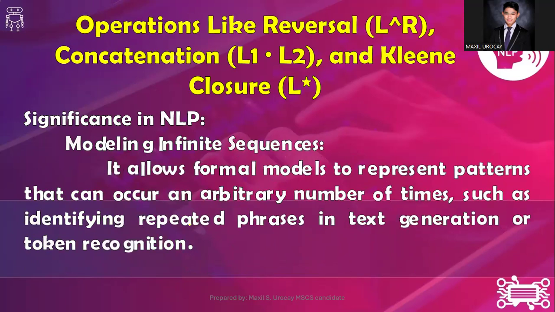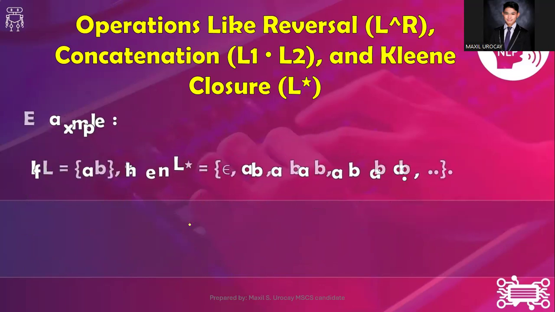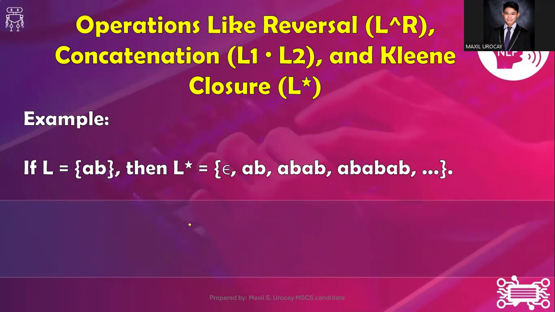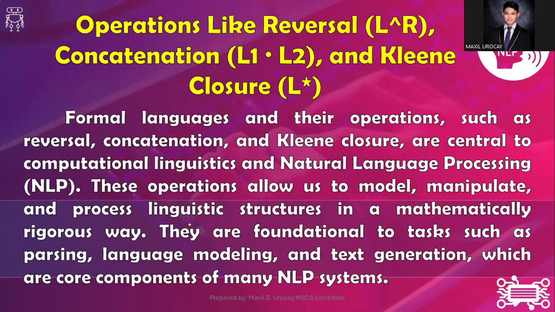Afterwards, modeling infinite sequences. It allows formal models to represent patterns that can occur an arbitrary number of times, such as identifying repeated phrases in text generation or token recognition. So this will be the significance of this operation. And then examples: A, B, then the combination would be like this. And then it includes the empty string because that equals zero or more repetitions.